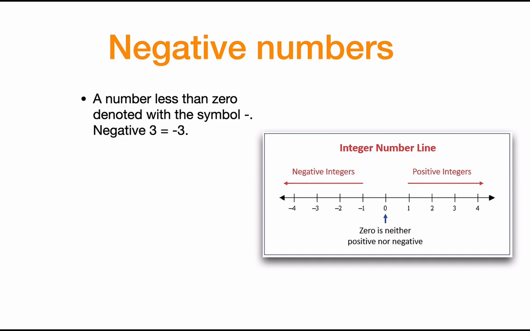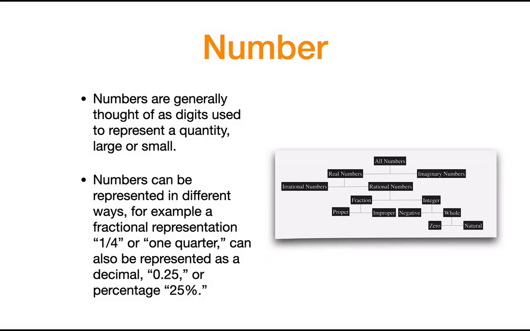Negative numbers, a number less than 0 denoted with the symbol -. For example, -3. Numbers are generally thought of as digits used to represent a quantity, large or small. Numbers can be represented in different ways. For example, a fractional representation 1/4 can also be represented as a decimal, 0.25, or percentage 25%.